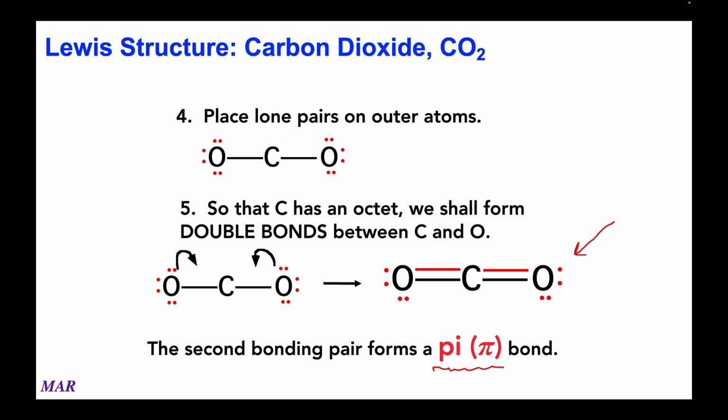So in the CO2 structure, the black lines you could think of as sigma bonds, and the red line you can think of as a pi bond. And a sigma plus a pi bond is what a double bond is. We have 2 double bonds around the carbon in CO2.